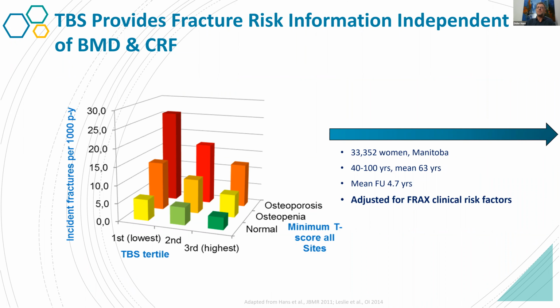Here, this is the first study we published with Bill Leslie in 2011 based on the Manitoba cohort. It's so far the largest prospective study on osteoporosis ever, with more than 33,000 women followed up to 5 years and even more now. And what we have seen here is when you combine the classical definition of osteoporosis, meaning the minimum T-score from all sides, spine or hip, with the TBS, the lowest tertile will be converted to a low TBS value, meaning poor structure.